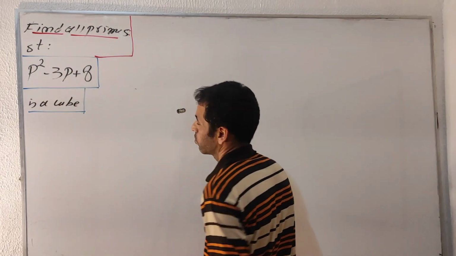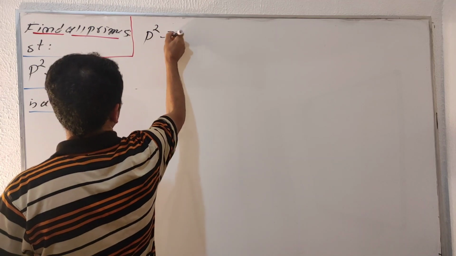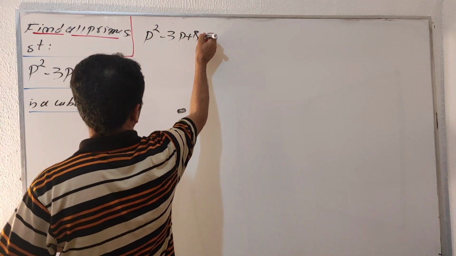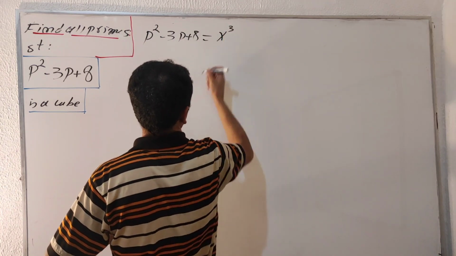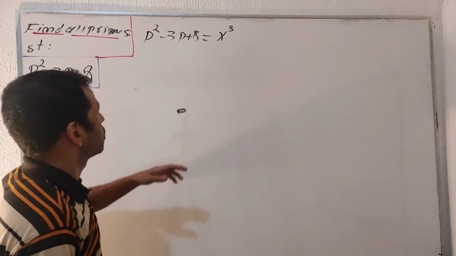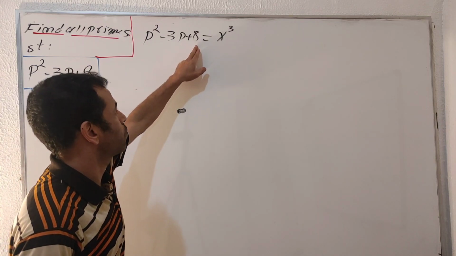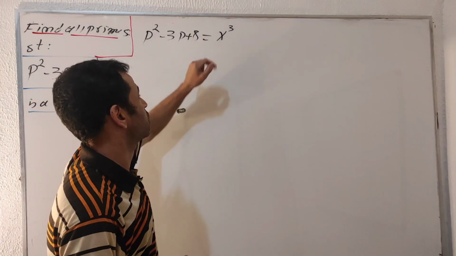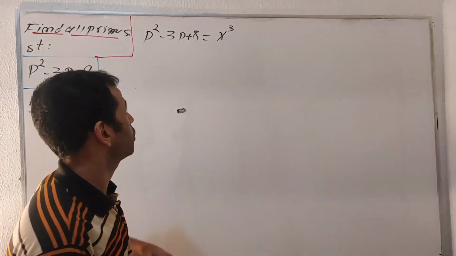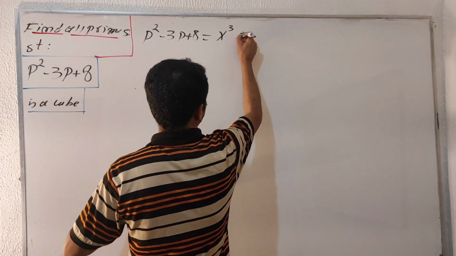Let's put this one in the form of a cube. Okay, so we say p squared minus 3p plus 8 is a cube, which is going to be written in this form, x cubed. So the next thing, I see the number 8 here, so I can move this number 8 to the right and make it a difference of two cubes, because 8 is written in the form of 2 cubed.